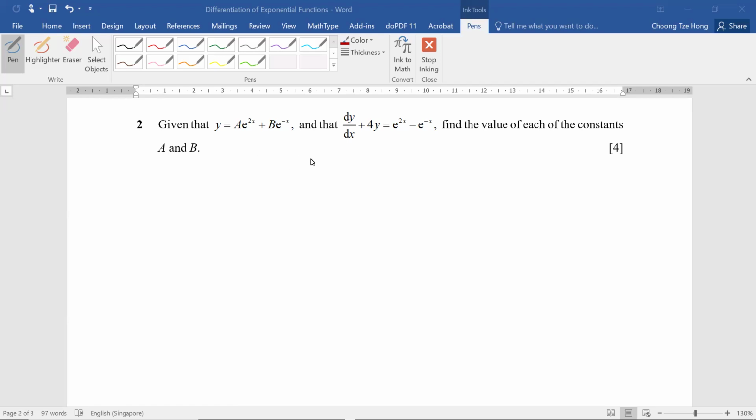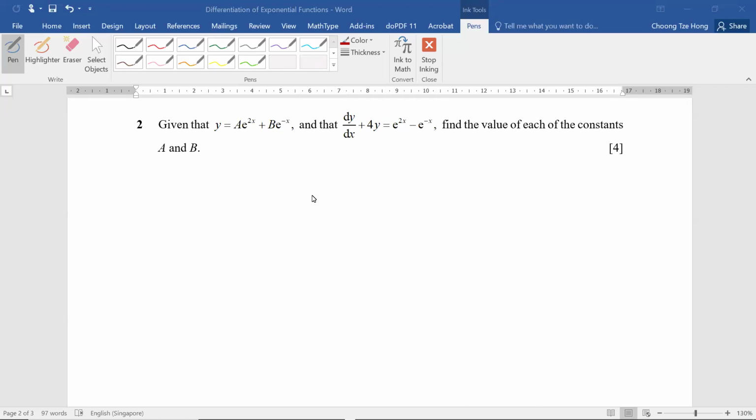Given that y equals a times e to the power of 2x plus b times e to the power of negative x, and that dy/dx plus 4y equals e to the power of 2x minus e to the power of negative x, find the value of each of the constants a and b.